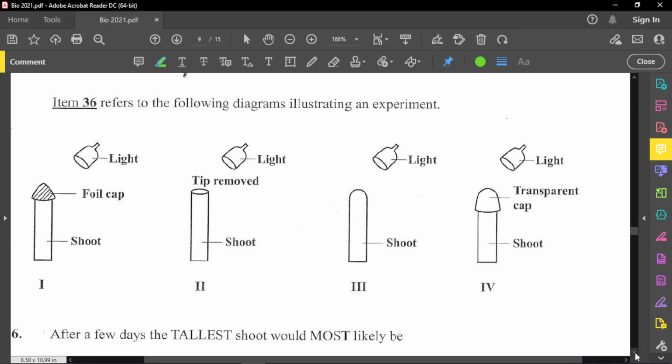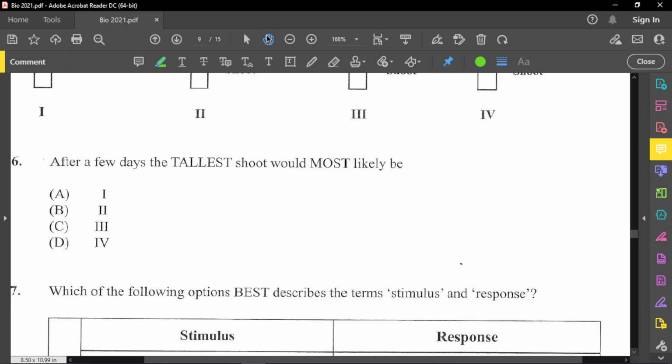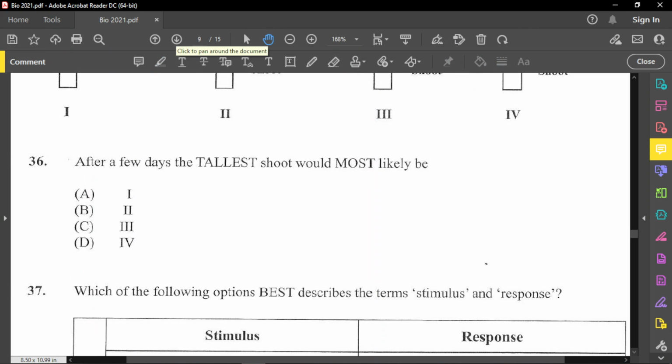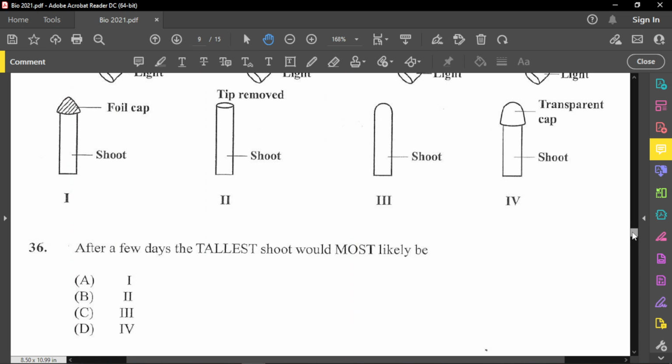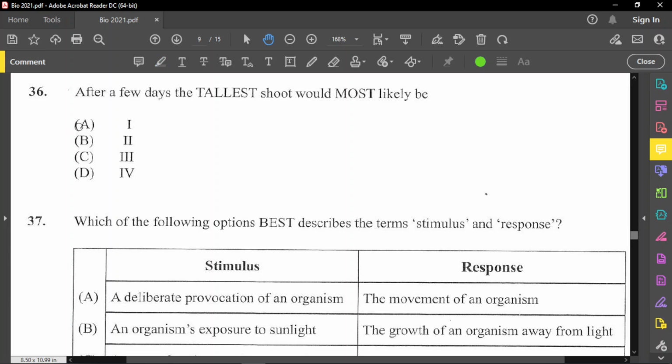All right, but let's see what they're asking us here though. So for question number 36, it said, after a few days, the tallest shoot would most likely be what? Just go back to it so you get to see the reference here, right? 3 and 4 will behave the same way, because with a transparent cap or without any cap, the light passes through, and the plant will bend in 3 and 4. In 2, the plant will not grow that fast because there's no auxin to actually cause growth vertically. The one covered with a foil cap, the auxin will be distributed equally throughout the plant, so the plant will go straight up, and so it should be the tallest one. So wherever you see option 1, that should be correct. Okay, so A is our correct answer there.